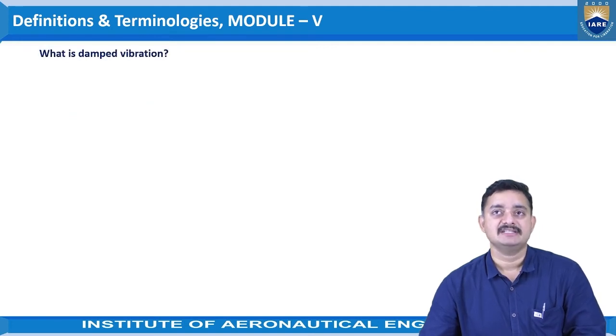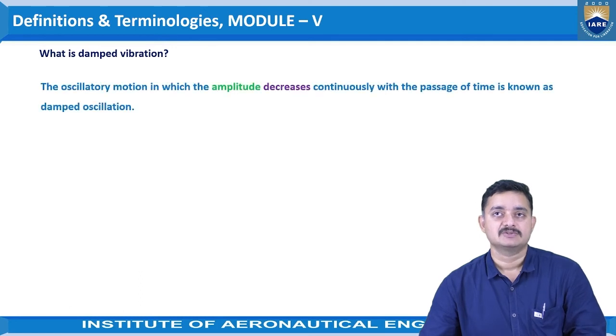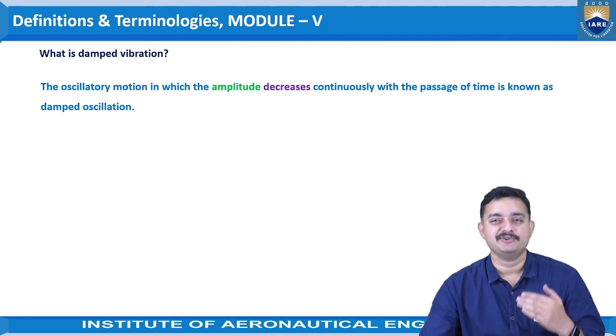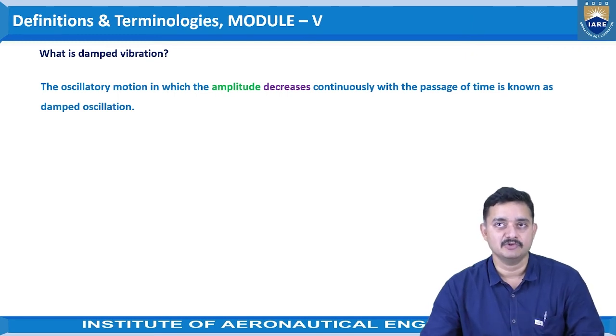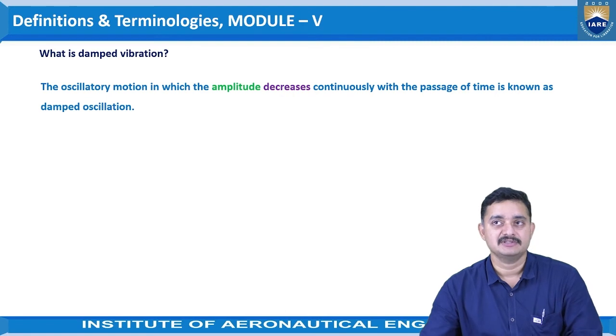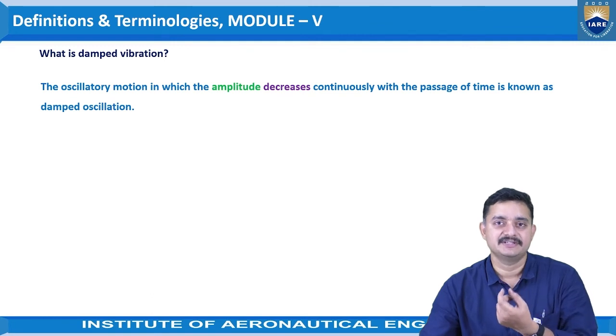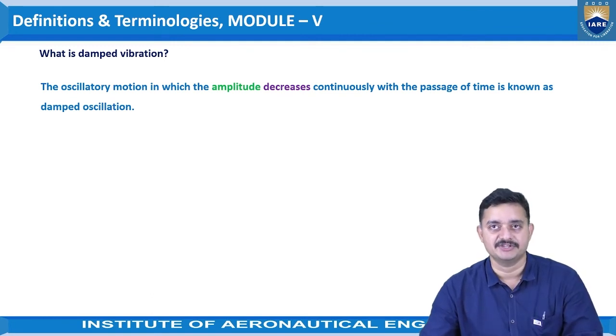Next one is, what is damped vibration? The oscillatory motion in which the amplitude decreases continuously with the passage of time is known as damped oscillation. When an object is taking an oscillatory motion and the amplitude decreases continuously as time goes on, that is, the maximum distance the object moves from the equilibrium state gradually decreases, it is called damped vibration or damped oscillation.